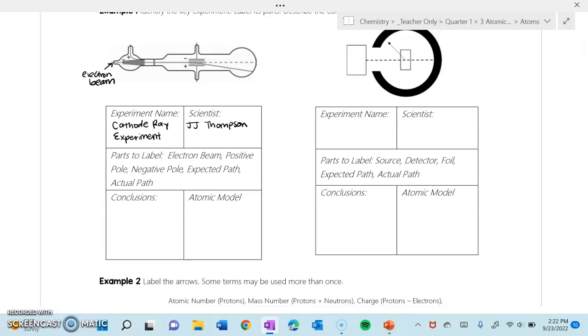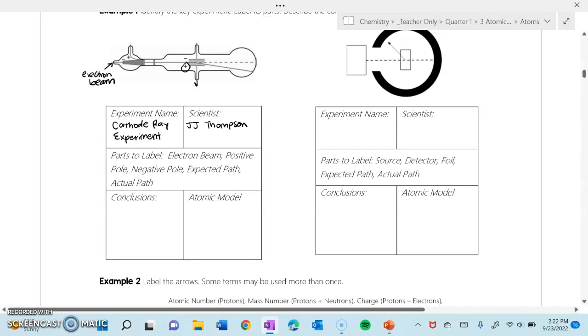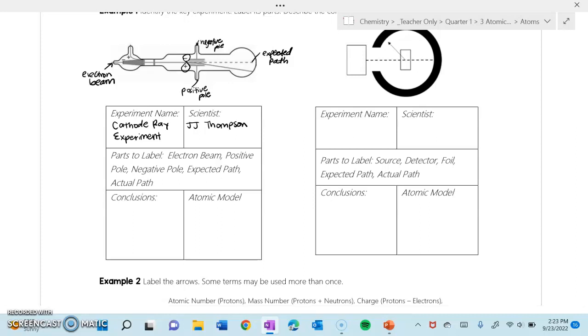And then in this cathode ray, there are 2 different poles. There's the positive pole, so that's this guy. Positive pole. And the negative pole. Okay, so we have our positive and our negative poles. The expected path is this dotted line right here. It was supposed to just go straight through because atoms are neutral in charge unless they are ionized, meaning they have extra or fewer electrons.